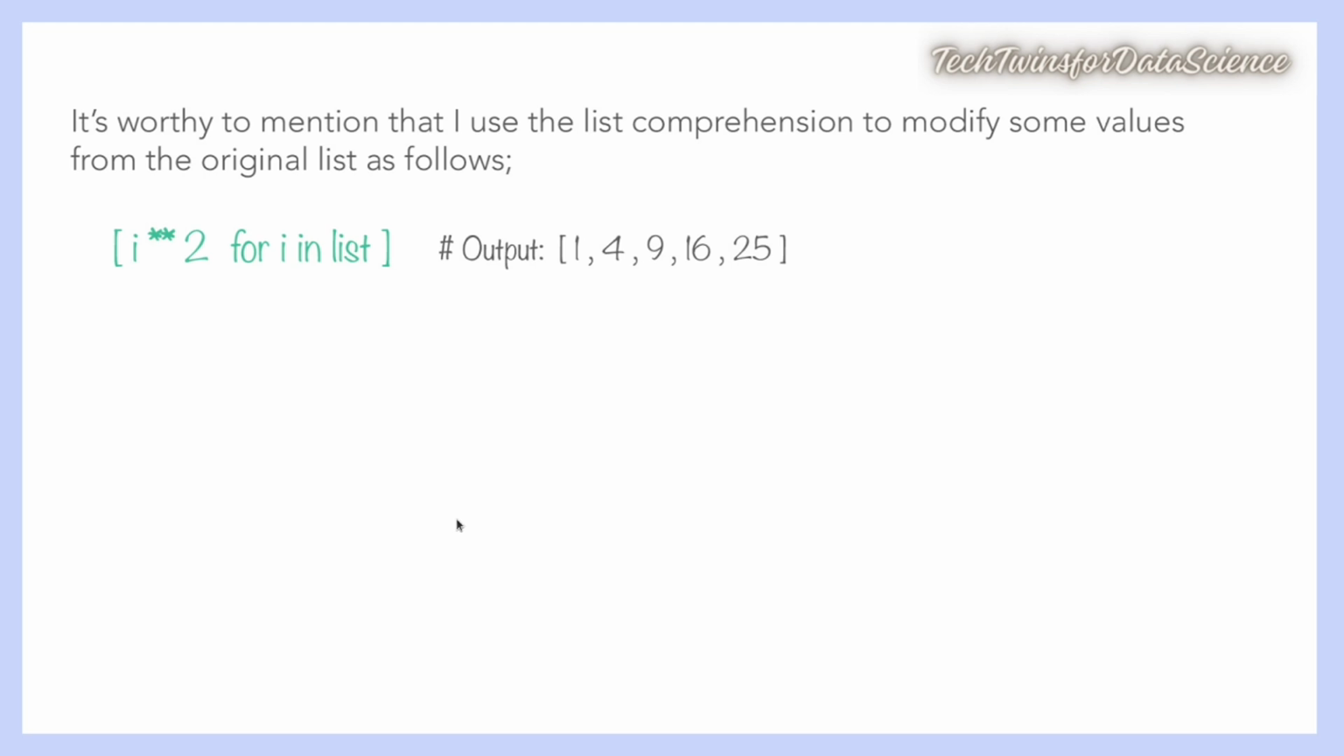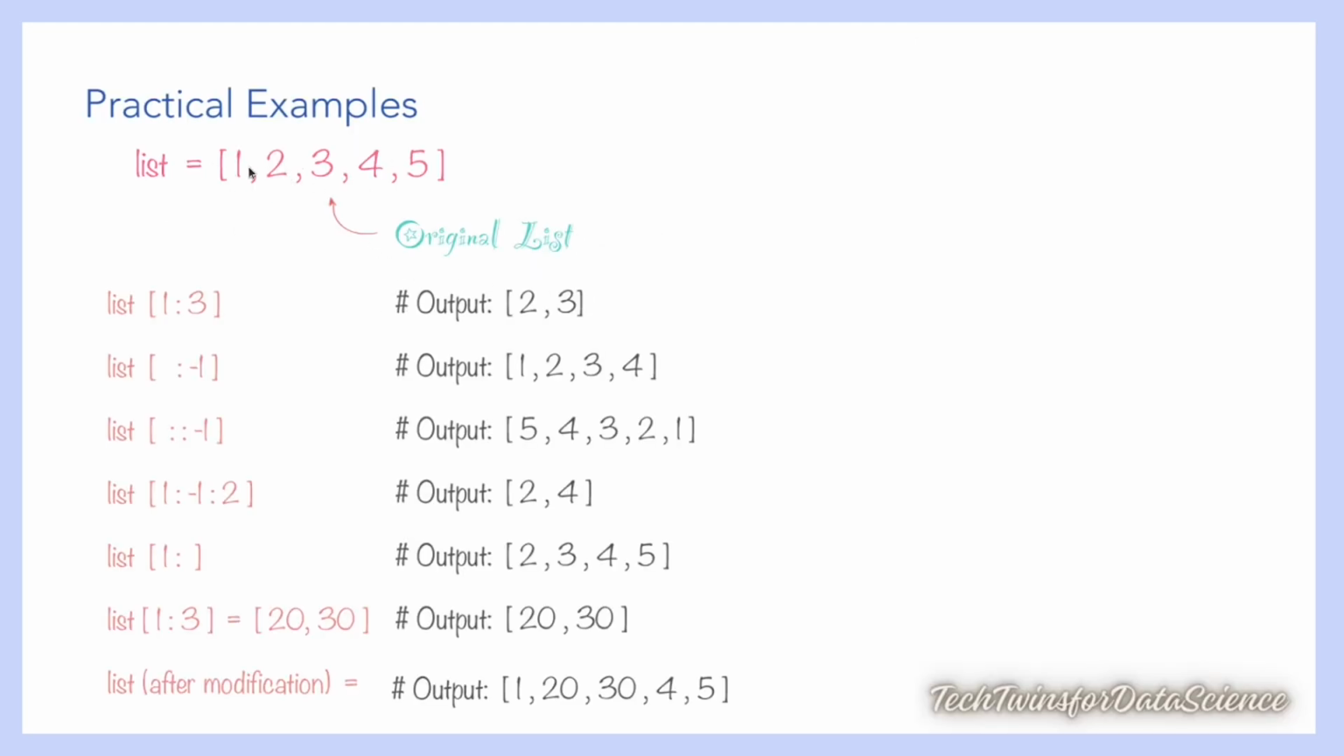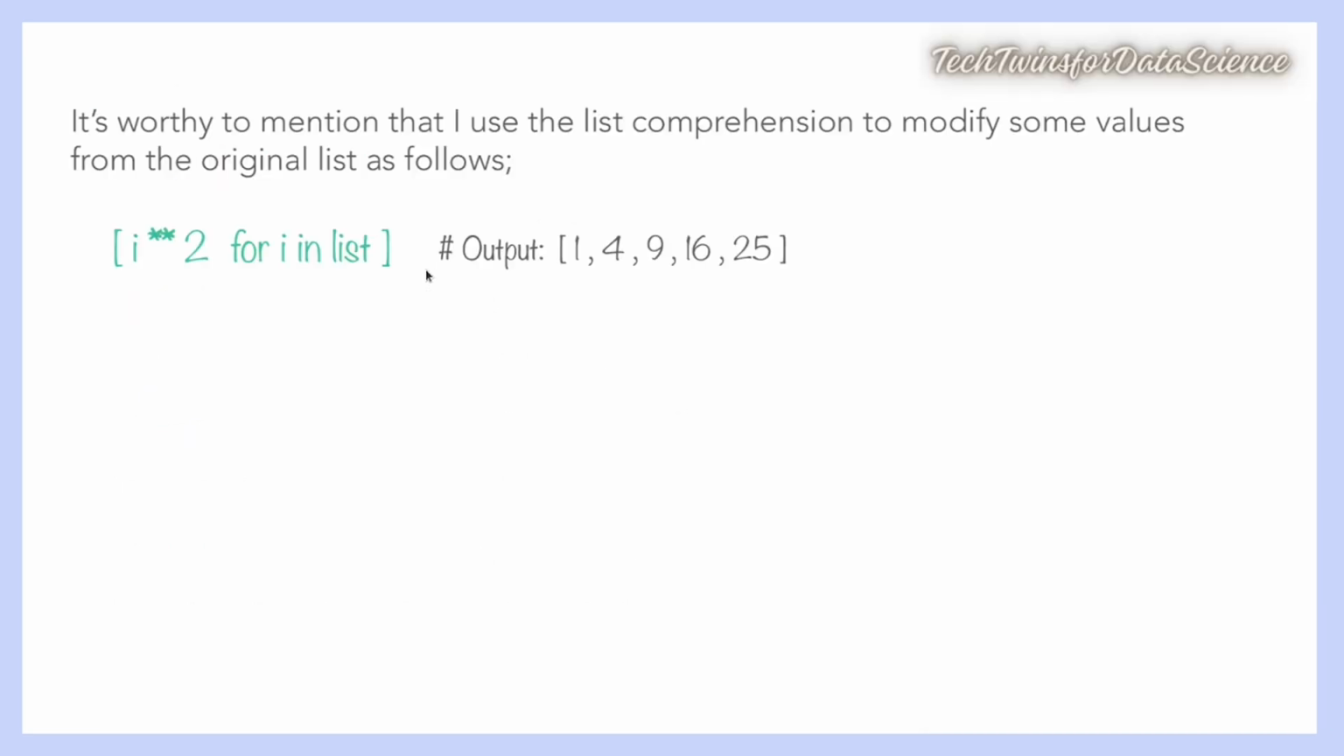It's worth mentioning that I use the list comprehension to modify some values from the original lists as follows. So I to the power 2 for I in the list. I will speak more about list comprehension in our next video. So if I run this calculation, that means I multiplied all the values inside the original list to the power 2. That's why it will give me 1, 4, 9, 16, and 25.